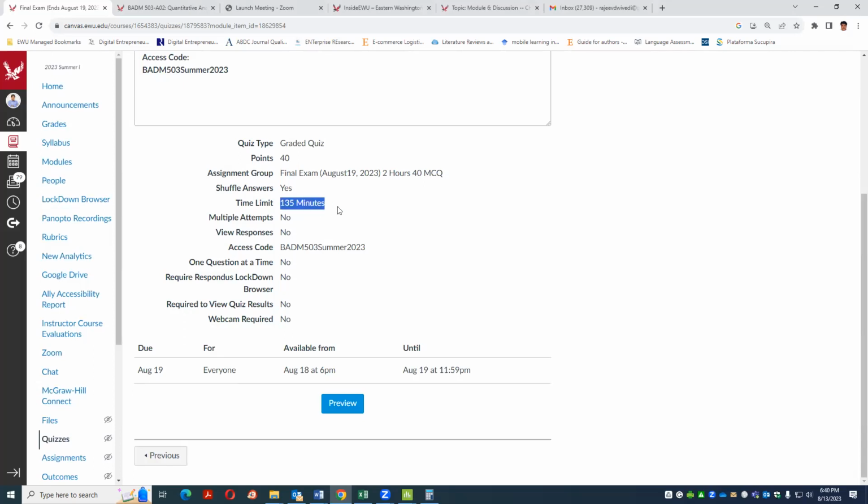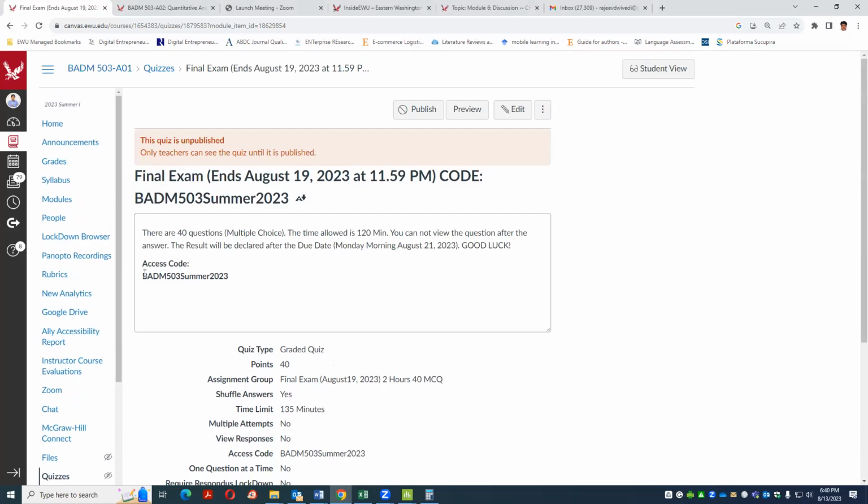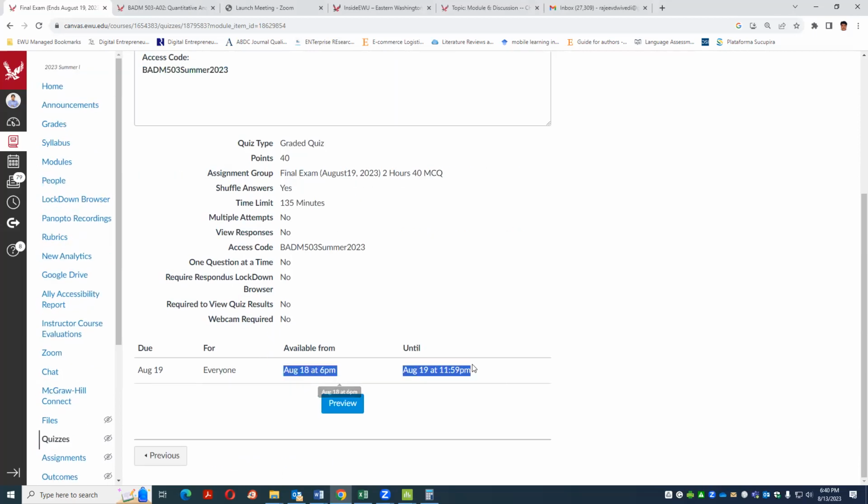Instead of 2 hours, I put 2 hours 15 minutes. But it can be done in 30 minutes if you studied the concepts. If you remember the concepts, 30 minutes is more than sufficient. This is just information that everything is right here: the code, the availability and everything. And I'm going to make an announcement in just an hour.